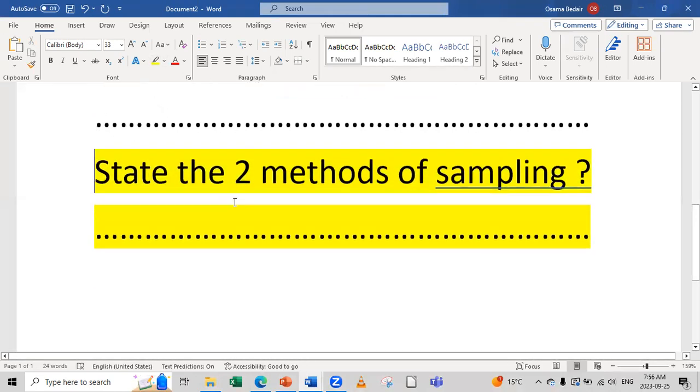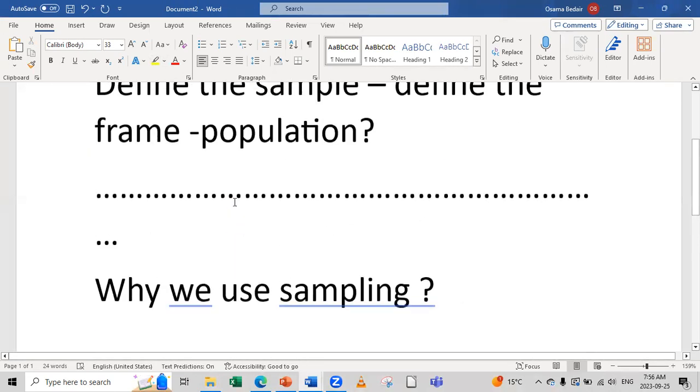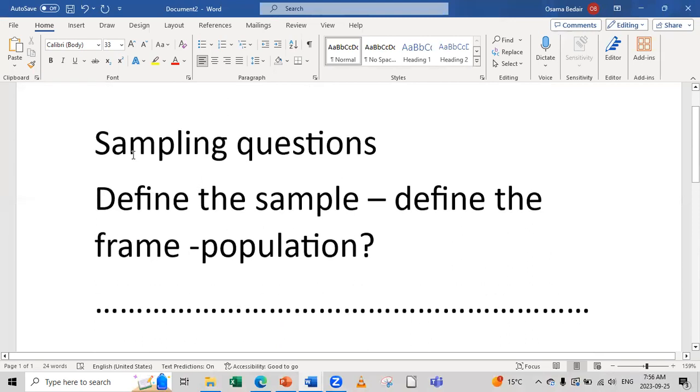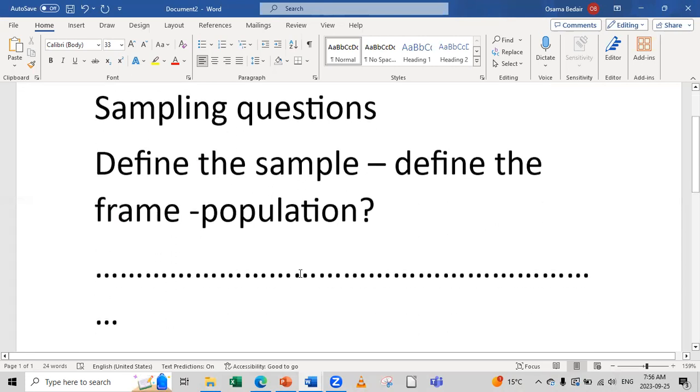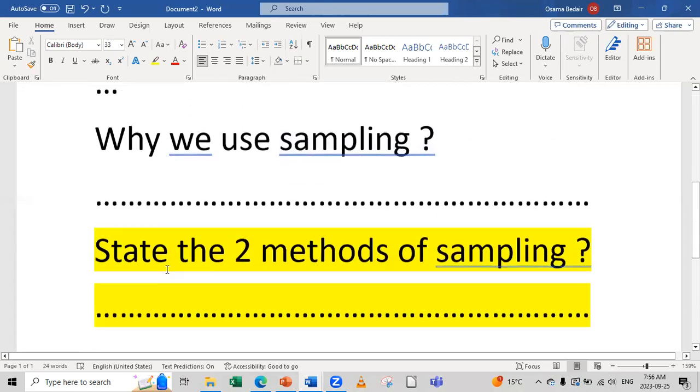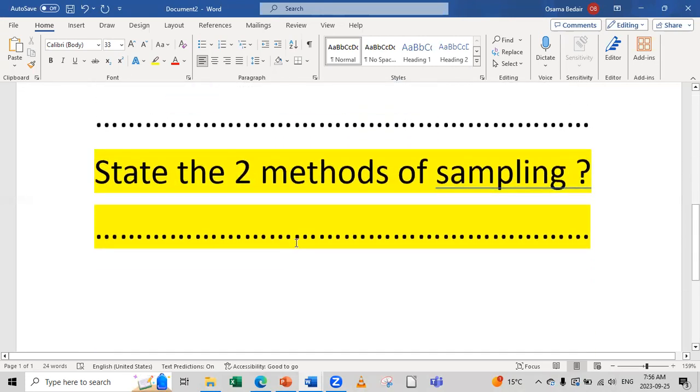This is the question. So today we have three questions: what is the meaning of sampling, define the sample, define the frame population, why we use sampling, and state the two methods of sampling, which is the last question. I shall stay here a few minutes before we move into the next part. Please answer inside your notebook. You can Google search or go to the textbooks, read it and write it down from there. What are the two methods of sampling?